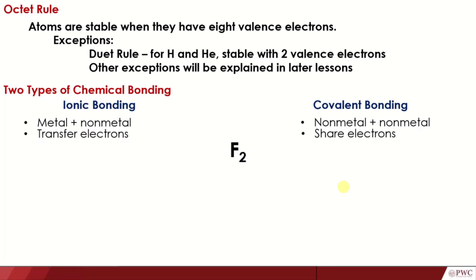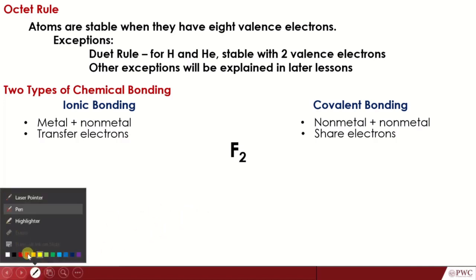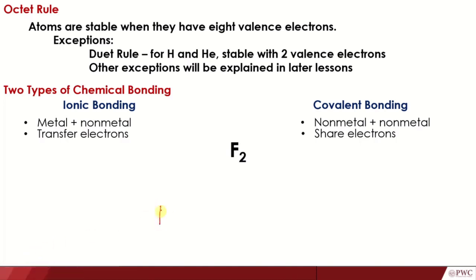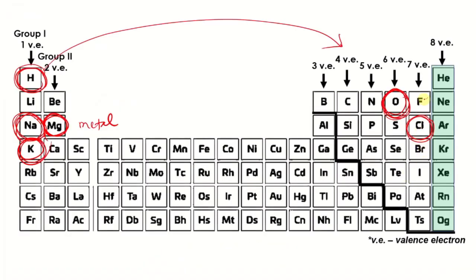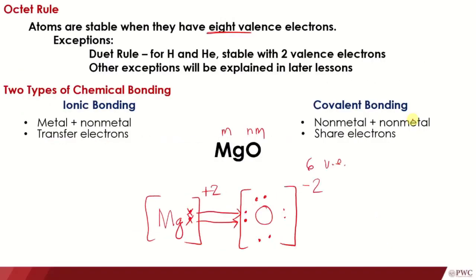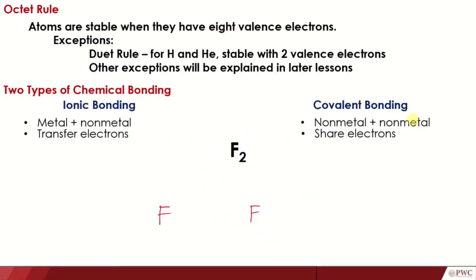Let's have another one. Let's have F2, so it's composed of two fluorine atoms. Let's do the electron dot structure for this. We have F2. Again, let's determine whether it's ionic or covalent. Fluorine is over here, above the ladder. This one is a non-metal. So in this case, both atoms are non-metals. Therefore, this one is a covalent compound.